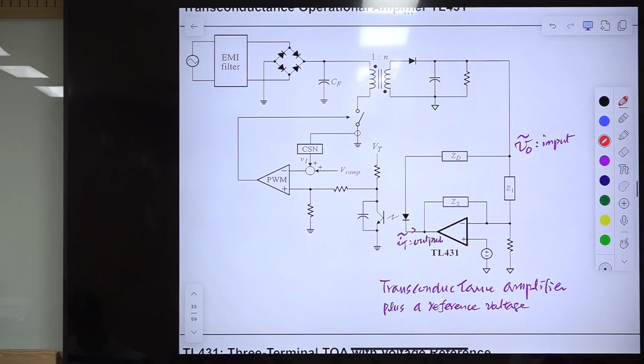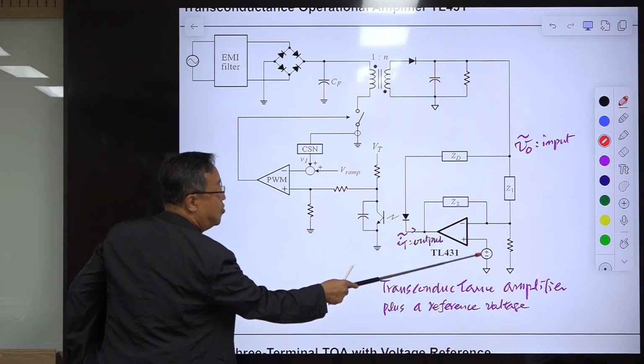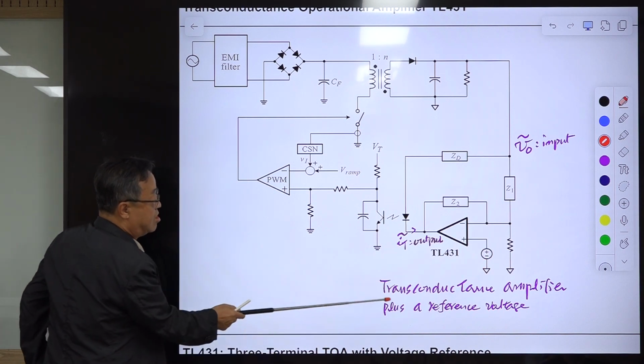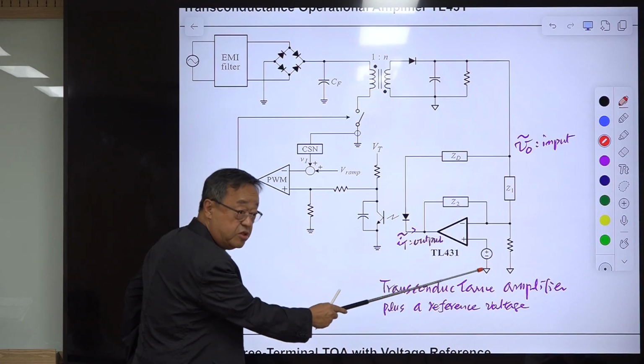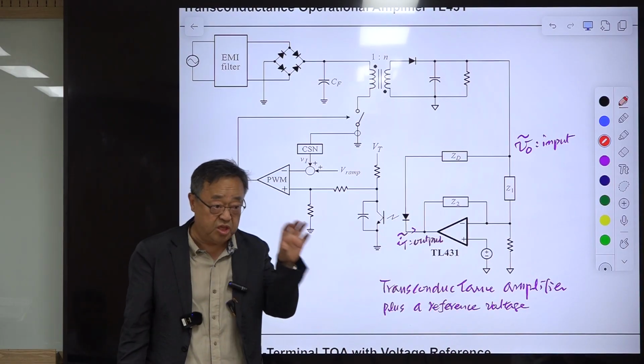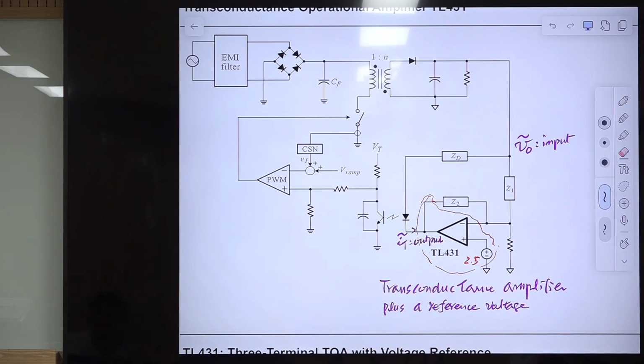This is the device. So TL431 is this one plus this one. Actually, this is an actual transconductance amplifier plus a voltage reference. So it has a voltage reference fixed at 2.5 volts. They come as a package, so everything here is this one. Okay, let me redraw this.